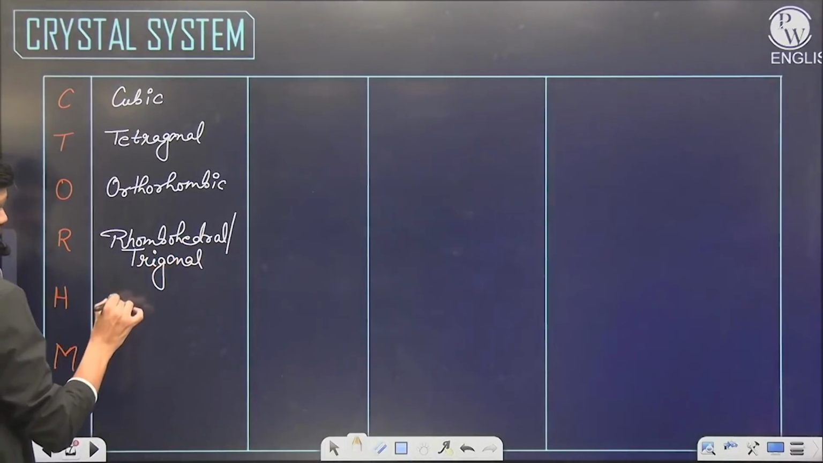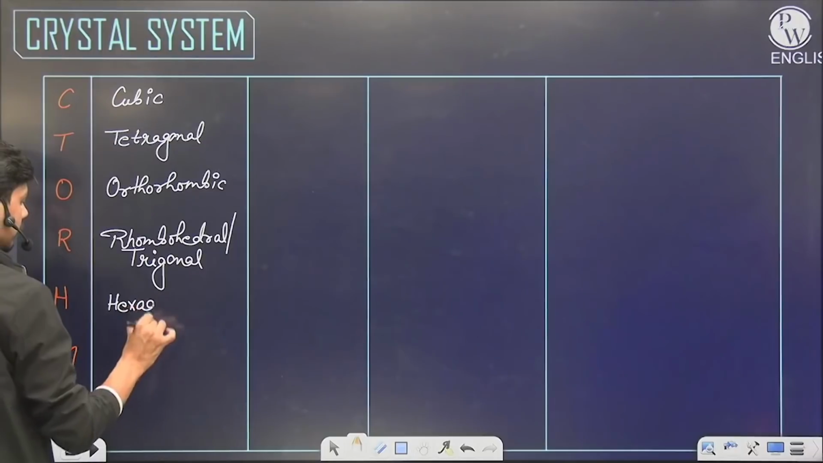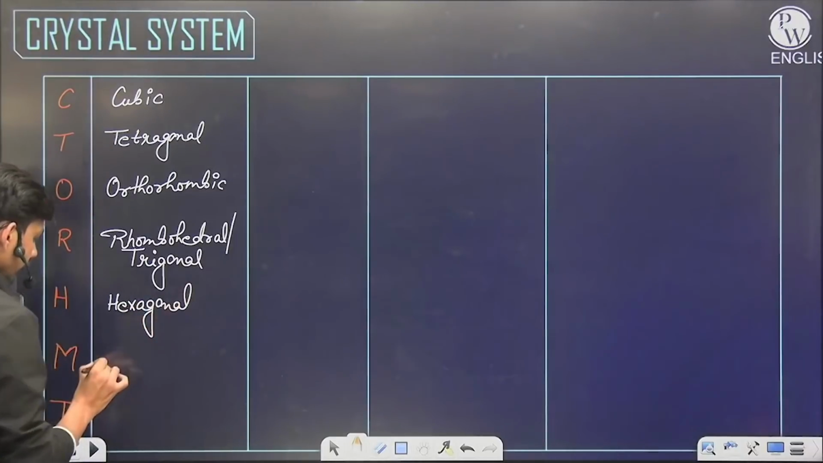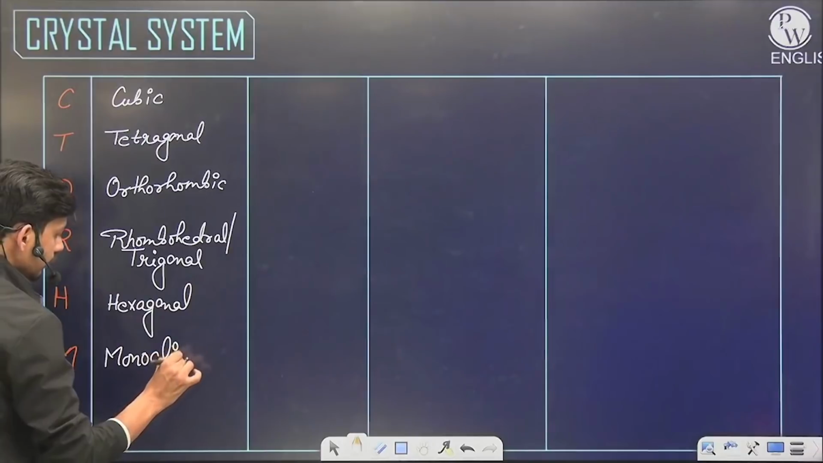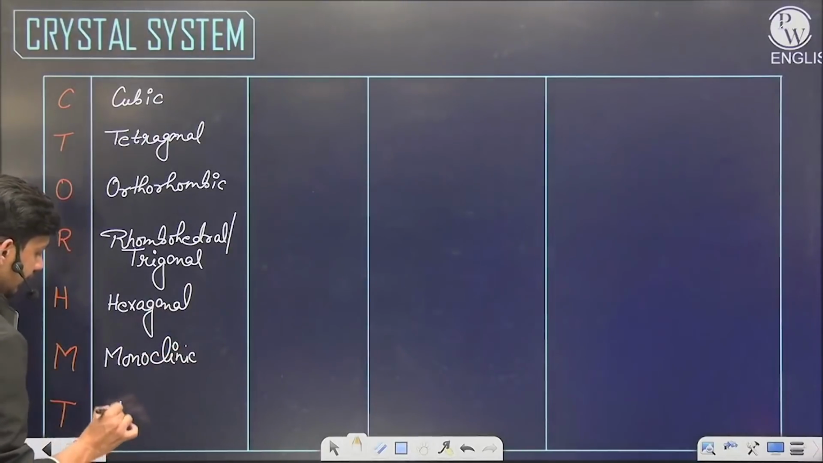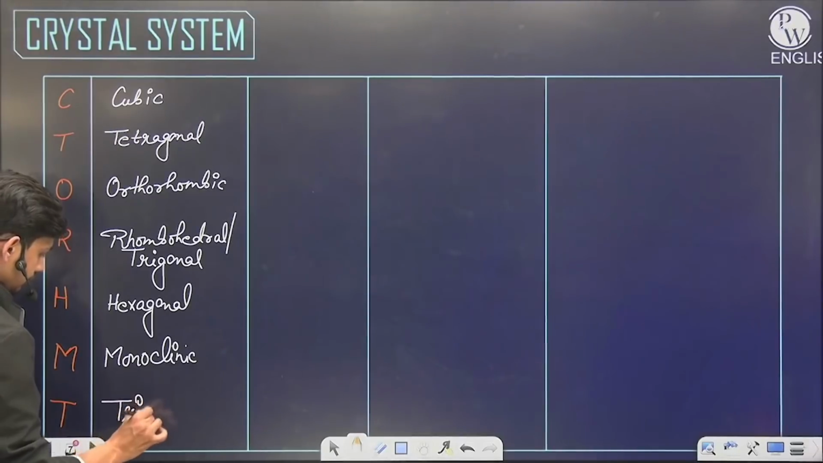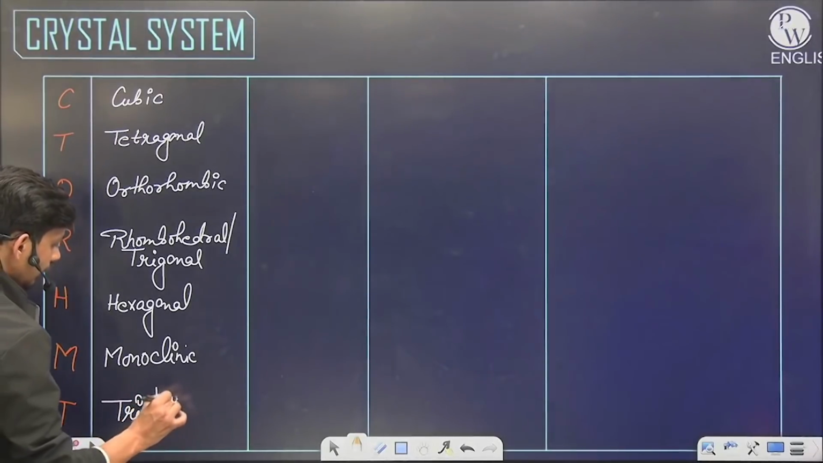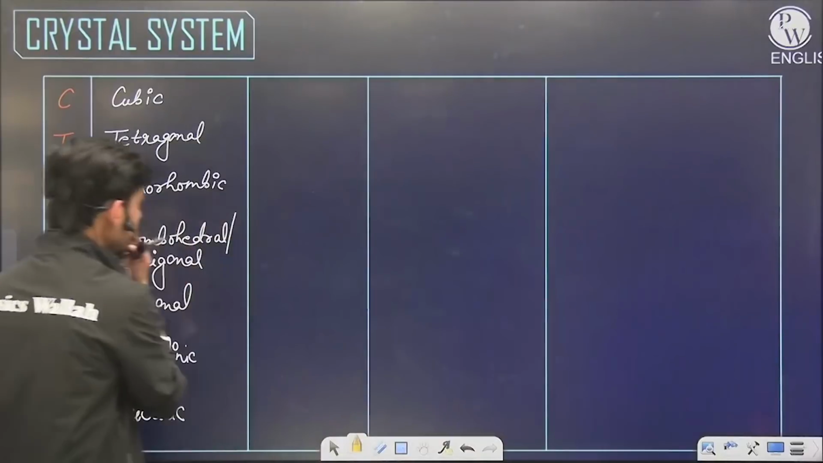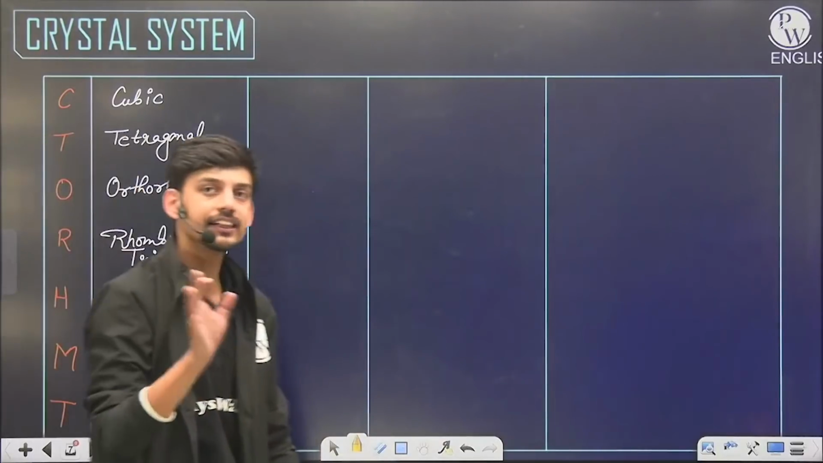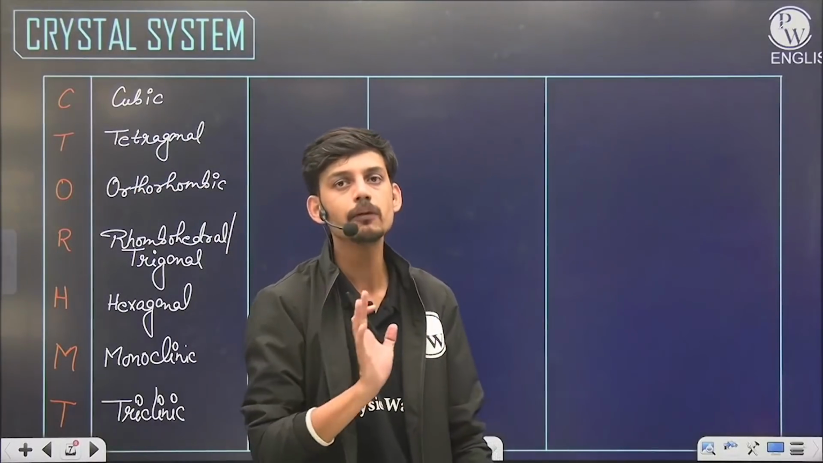This H represents hexagonal unit cell. This M represents monoclinic unit cell, and this T represents triclinic unit cell. Now what are these cells? These cells are characterized by the 6 parameters a, b, c, alpha, beta, gamma.